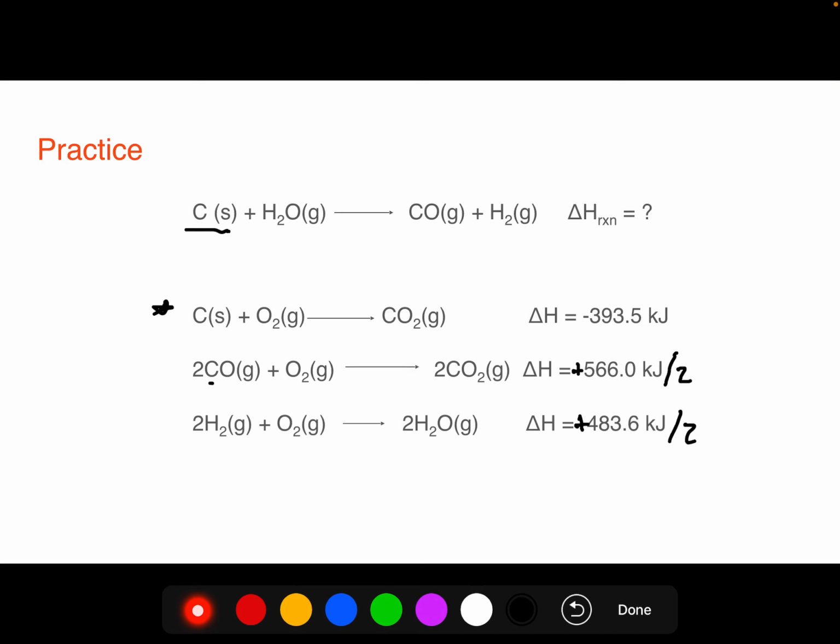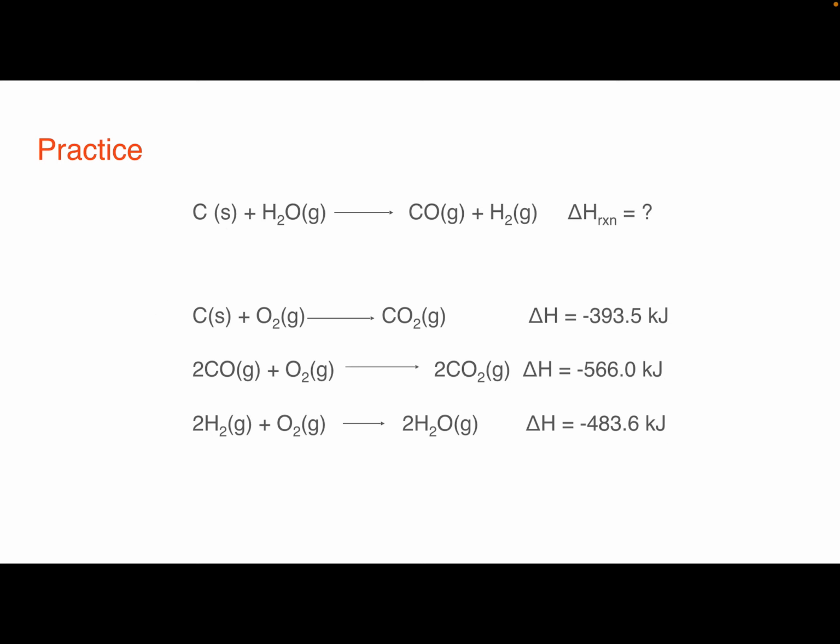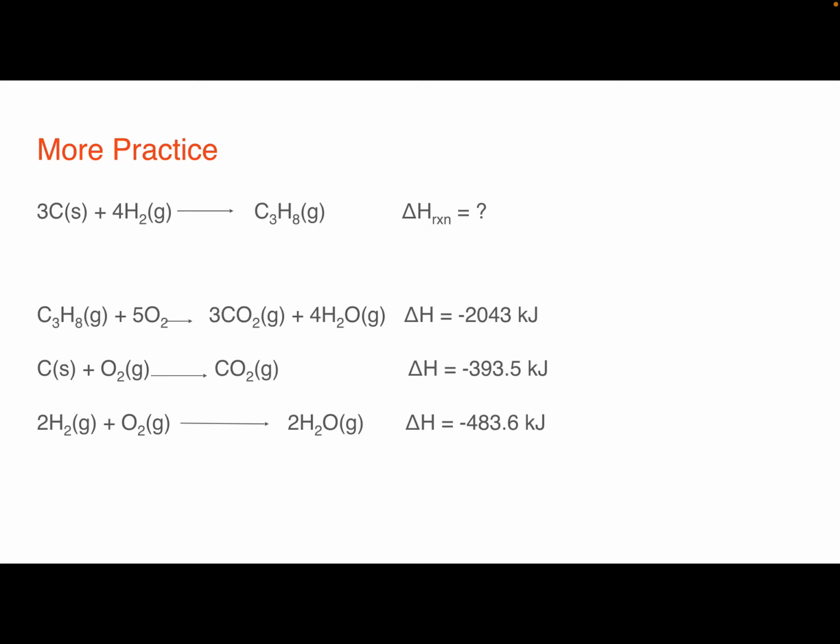So when I do 566 divided by 2, I get 283, and it's a positive. Then 483.6 divided by 2 is 241.8, also a positive. Then I just add this one and this one together. So plus 283 minus 393.5, I get a total of 131.3. And that is my delta H value. So it's pretty simple. There's a couple more practice ones you can do.